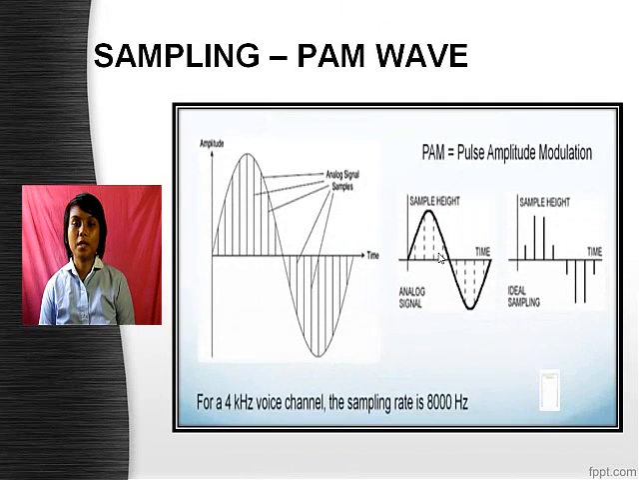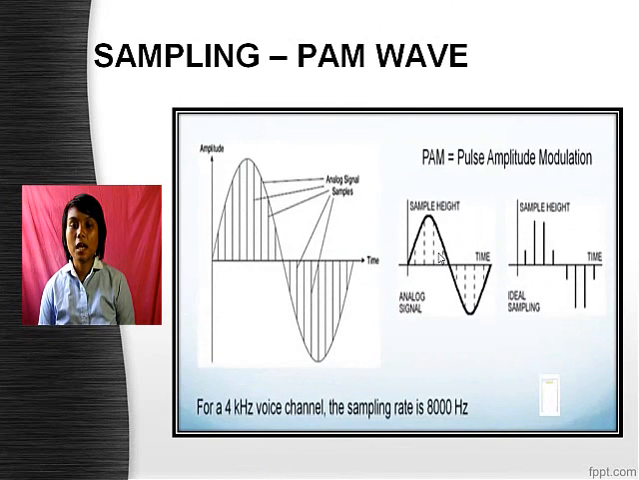In the sampling process, the magnitude of the analog signal is sampled regularly at uniform intervals. The obtained values are called samples. For a 4 kHz voice channel, the sampling rate is 8,000 Hz, which means the signal is sampled 8,000 times per second. The samples will then be converted to digital numbers.